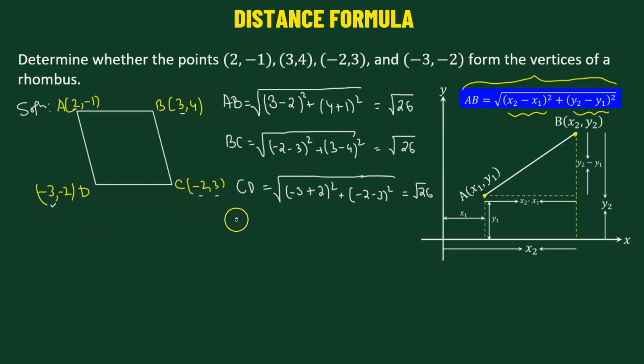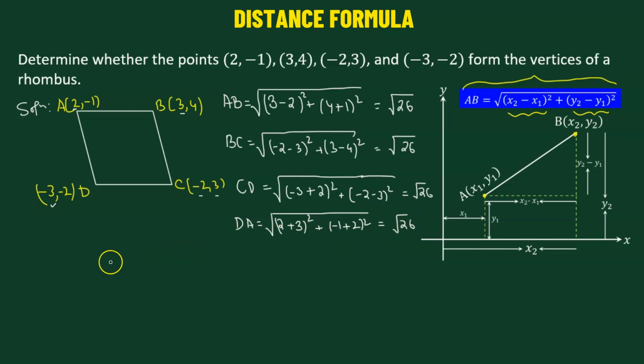And then finally, we can find out the length DA. So DA is going to be simply the square root. First we will do 2 minus (-3), so that's (2 + 3) squared. Added to it will be (-1 + 2) squared. So this is also going to give us the value square root of 26.